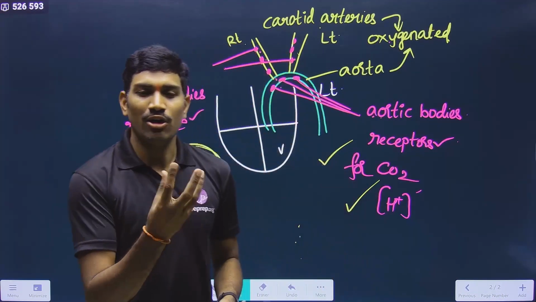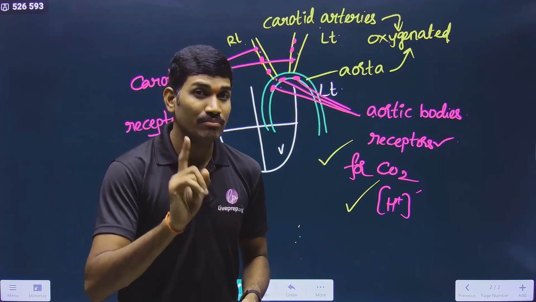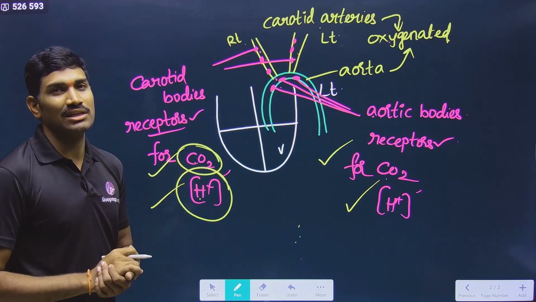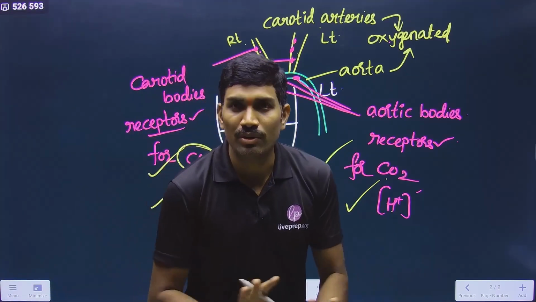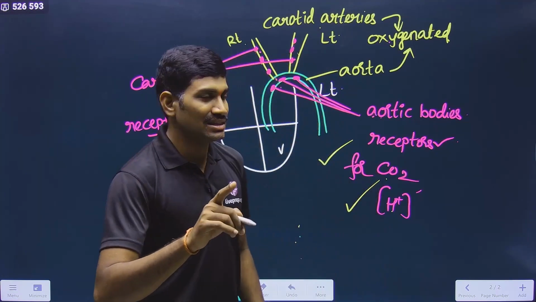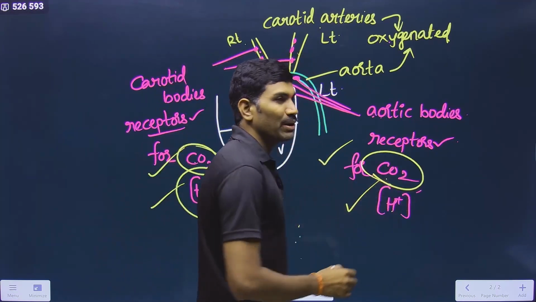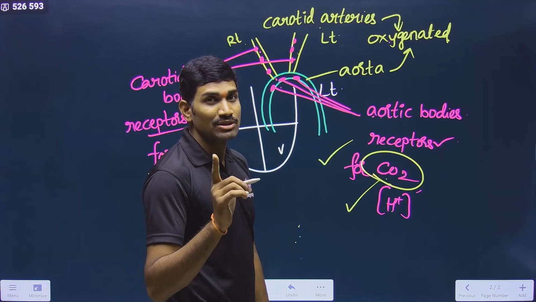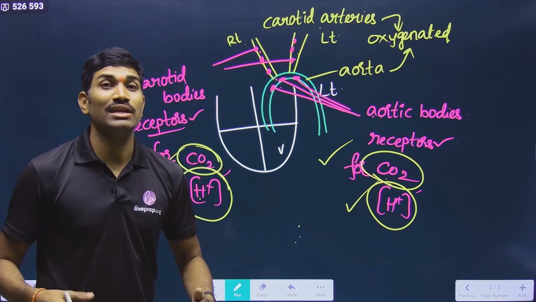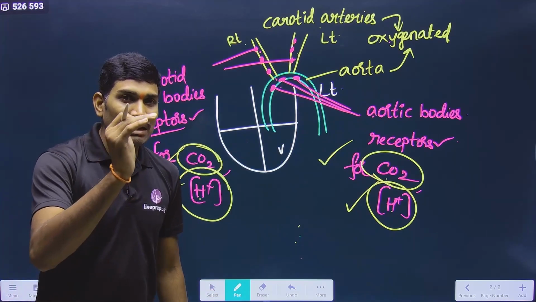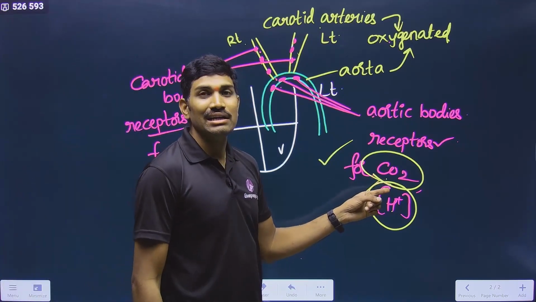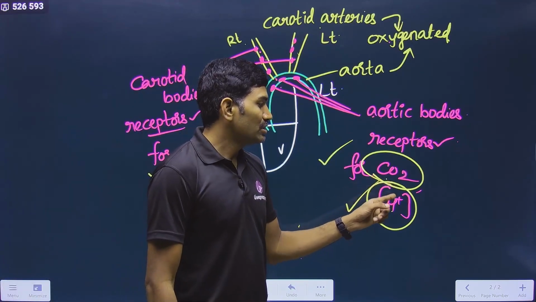So that is the reason why oxygen levels are not measured in our body, but CO2 and H plus levels are measured in our body. What is the logic here? Even though more oxygen is present, there is no problem. But if oxygen is lesser, automatically the partial pressure of CO2 will rise, and also H plus ion production at the level of tissues will increase. So lesser values of oxygen will indirectly raise the values of CO2 and H plus.